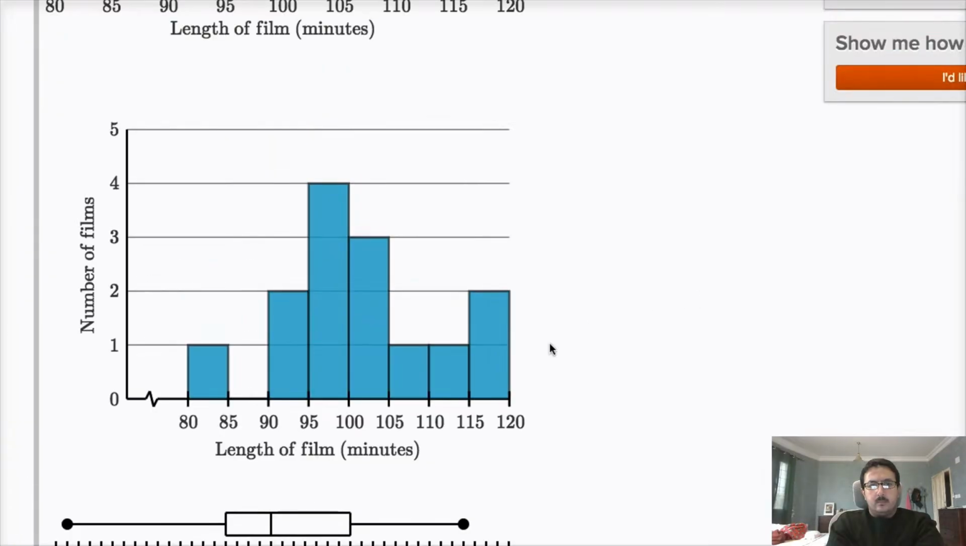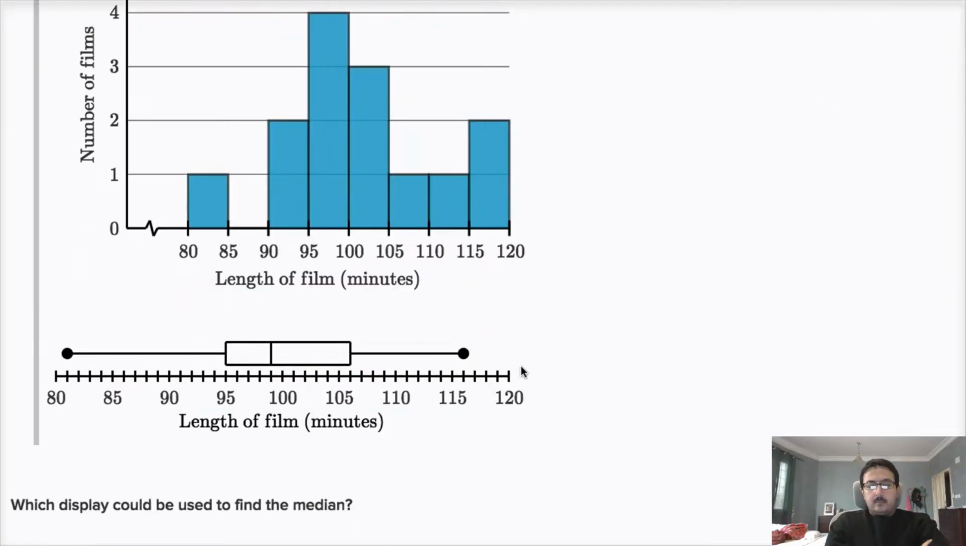Now what about the histogram? This is the histogram right over here. And the key here is for median, to figure out a median, I just need to figure out a list of numbers. So here, I don't know, they say I have one film that's between 80 and 85, but I don't know its exact running time. Its running time might have been 81 minutes. Its running time might have been 84 minutes. So I don't know here. And so I can't really make a list of the running times of the films and find the middle value. So I don't think I'm going to be able to do it using the histogram.